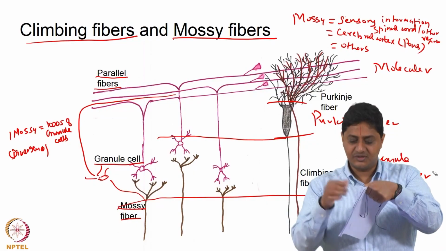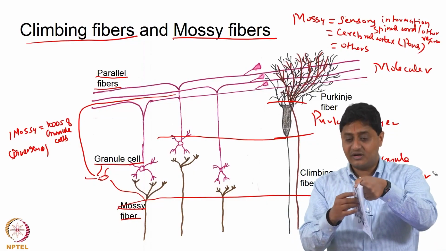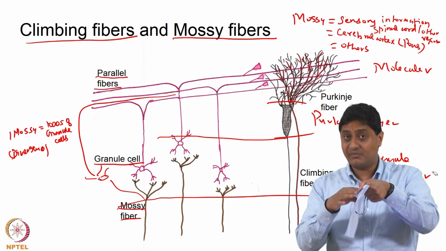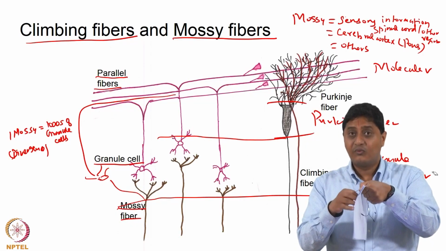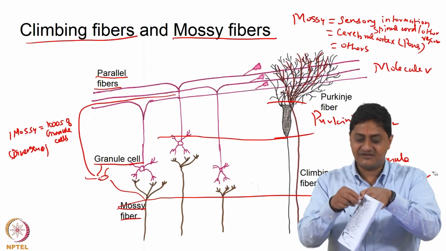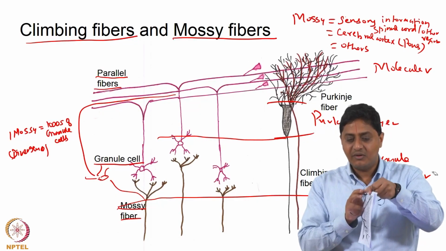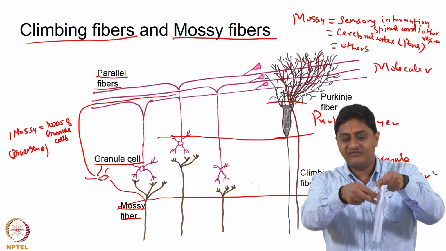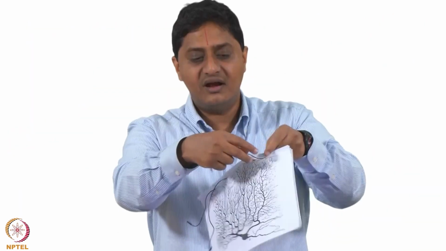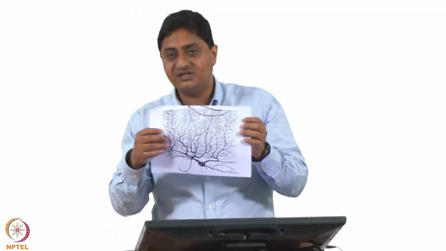So, what I have shown is only like 3 or 4 parallel fibers, but we said the number of parallel fibers is 100 billion, is it not? That is a very large number. So, these parallel fibers run perpendicular to the plane of the paper like that, and make synapses with these Purkinje cells.